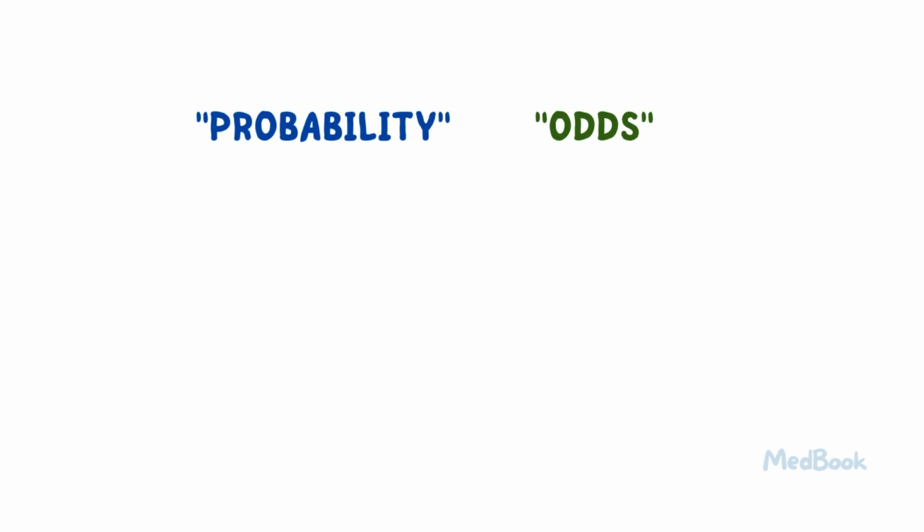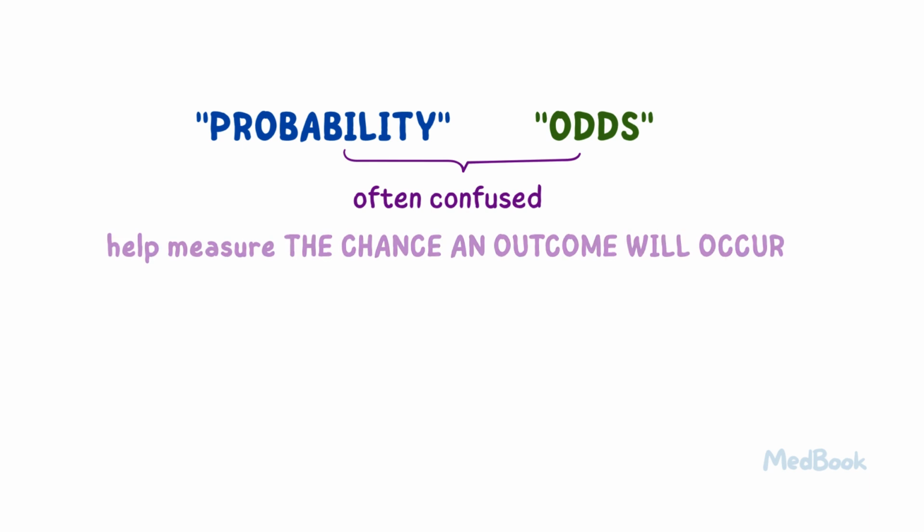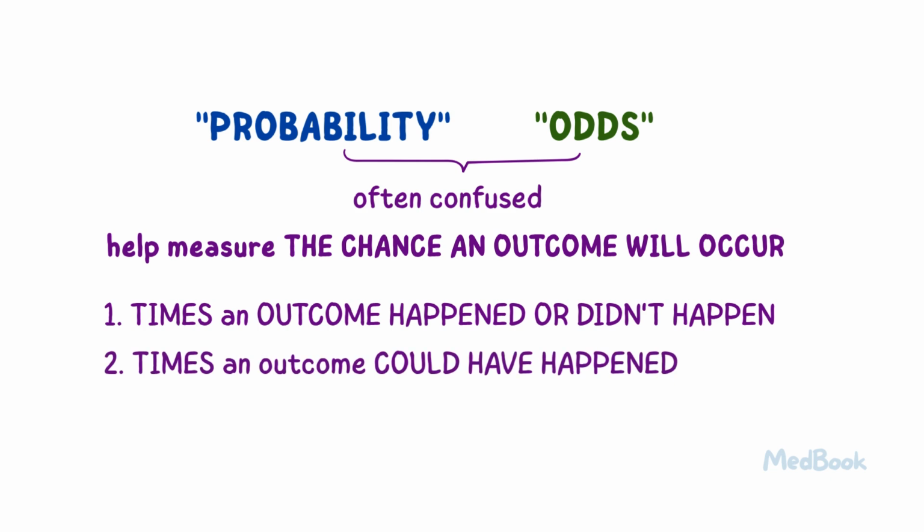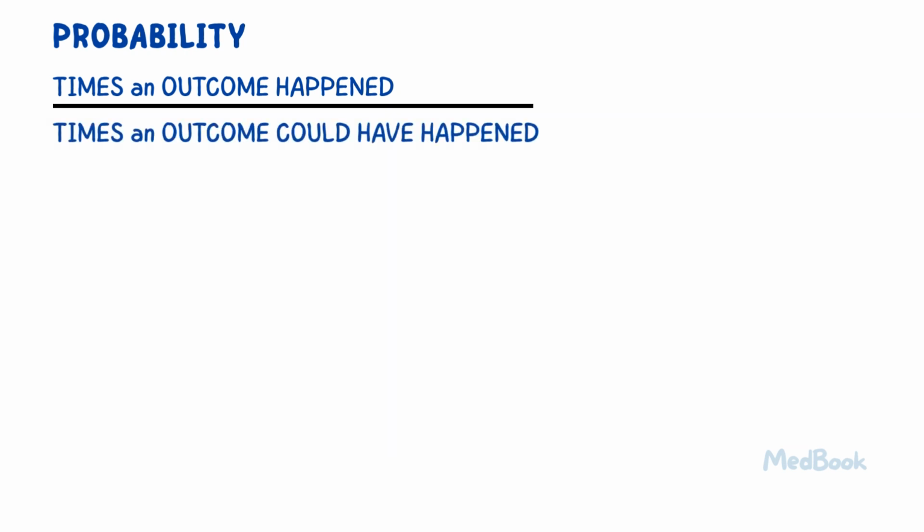In statistics, the words probability and odds are often confused with each other because they help measure the same thing, the chance that an outcome will occur, and in both cases, we need to know the same two things: the number of times an outcome actually happened, or didn't happen, and the total number of times an outcome could have happened. The probability is the number of times an outcome happened divided by the number of times the outcome could have happened, and is often represented by a capital P.